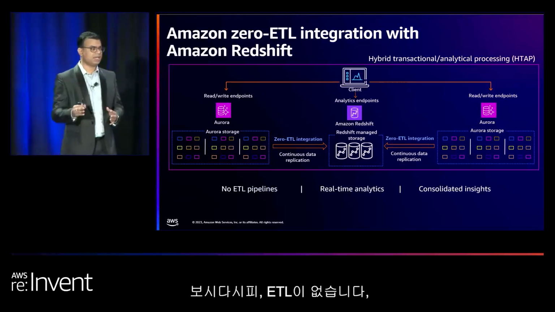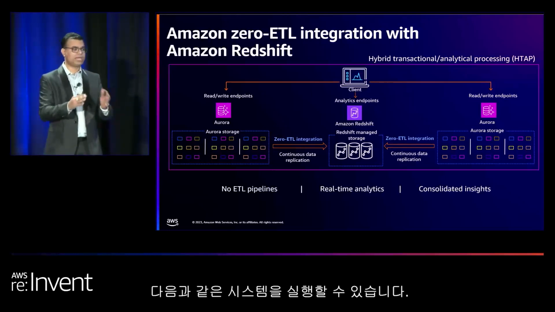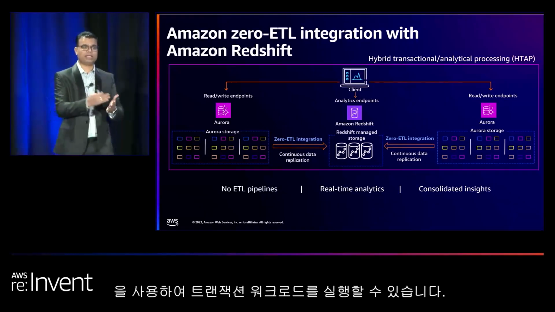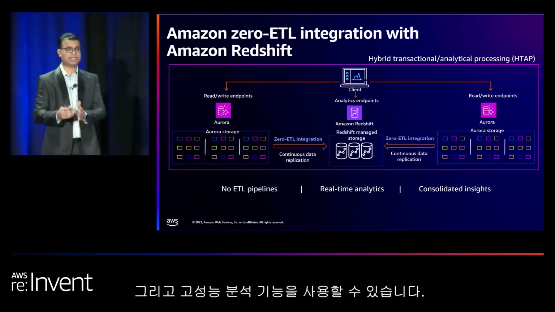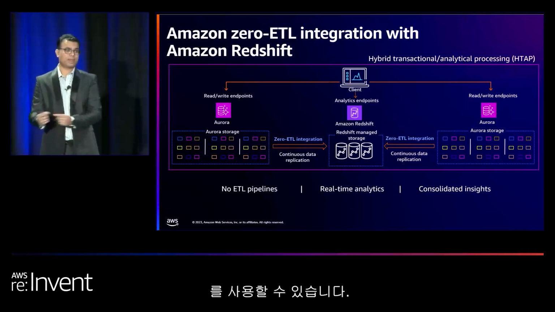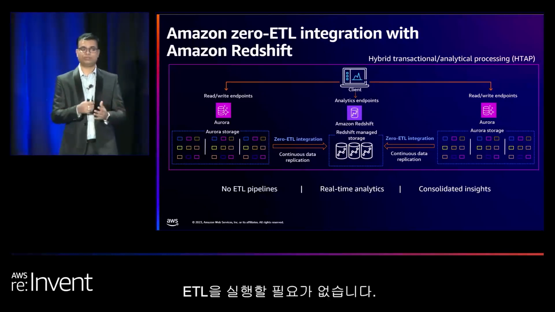So you can see, without any ETLs, you will be able to run the transactional workload using Amazon Aurora, and you can have high performance analytics on Amazon Redshift, all as one system. You don't have to run any ETL.